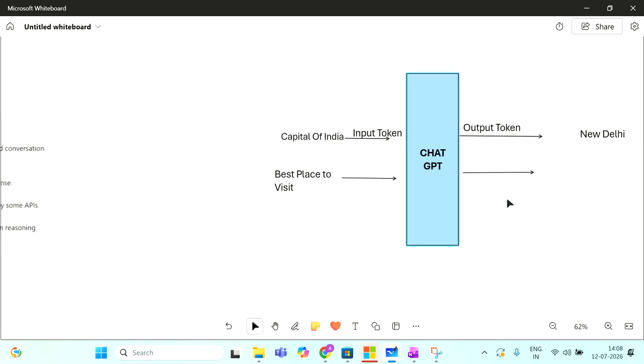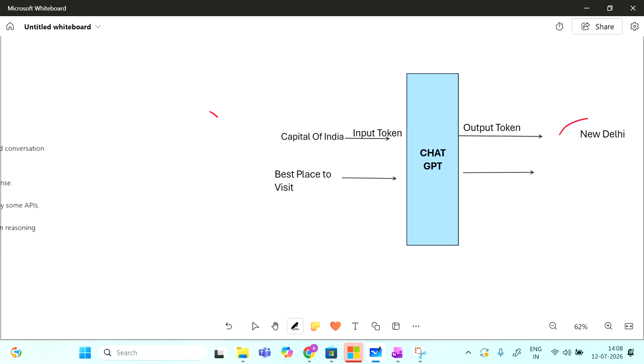So, very straightforward. You can see that I have asked one question: tell me the capital of India. That is what we call the input token. This information goes to ChatGPT, and ChatGPT gives an output for my question, which is New Delhi. So whatever input I ask ChatGPT, any question, any query, is the input token, and the response in terms of words or text is the output token.